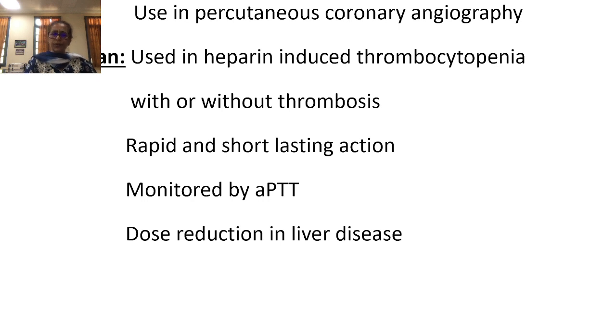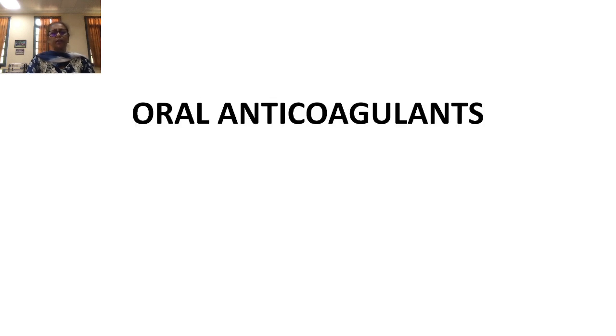Argatroban is used in heparin induced thrombocytopenia, as I told you for lepirudin, with or without thrombosis. Even if thrombocytopenia has been diagnosed with the use of heparin and thrombosis has not yet occurred, in that case also we stop heparin and give argatroban. This is rapid in action and its action is short lasting. It is monitored by APTT and dose reduction is required in liver disease.